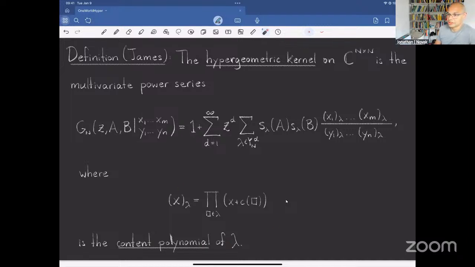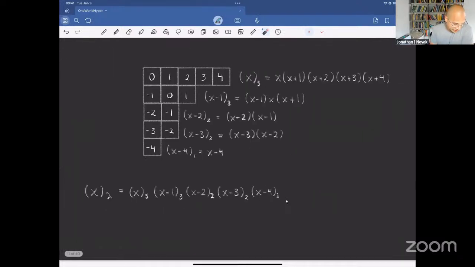So I'll show you a picture of what this means, but it's also quite likely that many of you already know what the content polynomial of a Young diagram is. This is like an example, one of the early examples in McDonald's book in symmetric function theory. It comes up very early on in that subject. Okay, so the content polynomial is a very natural generalization of the Pochhammer symbol from integers to integer partitions.